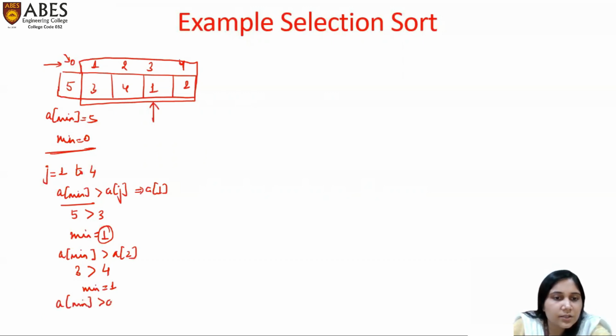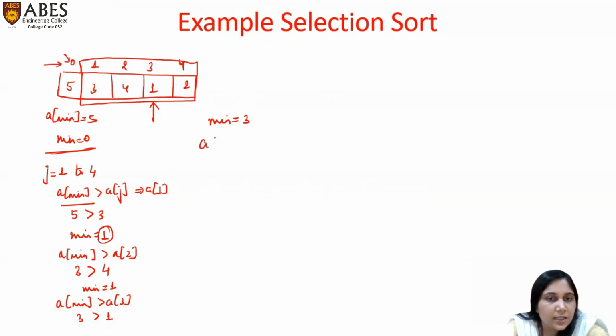So a of min is greater than a of 3. Now a of min is still 3, and a of 3 is what? It is 1. So 3 is greater than 1. Condition is true. If it is true, then my minimum is going to change to 3. Right? Now again, I will be checking whether a of min is greater than a of 4 because I have to move till here. A of min is 1, is it greater than a of 4, which is 2? So condition is false, so my minimum is equal to 3.